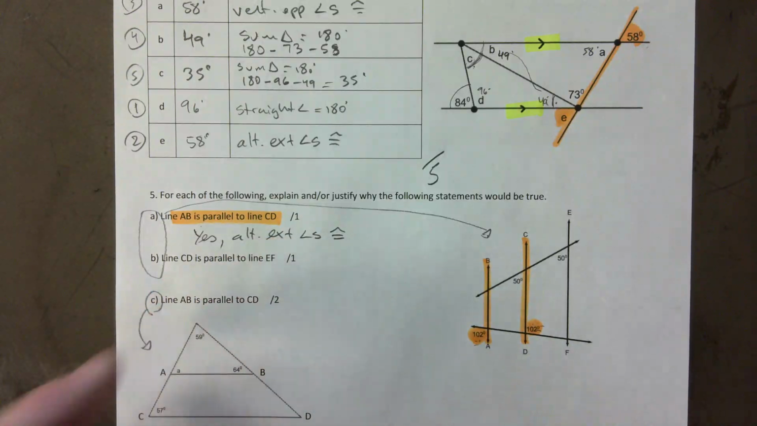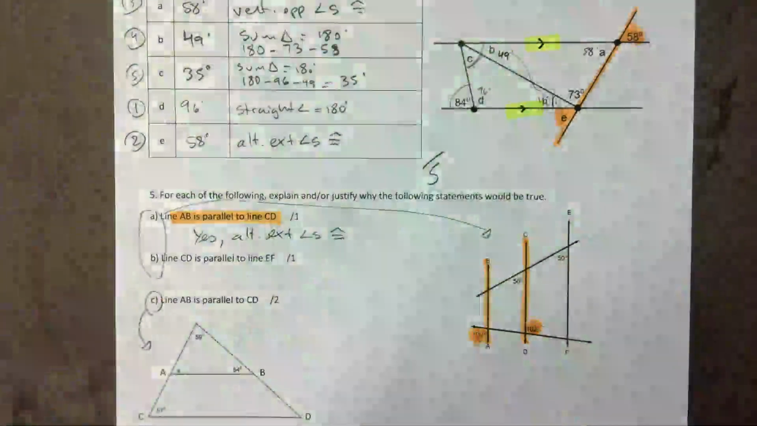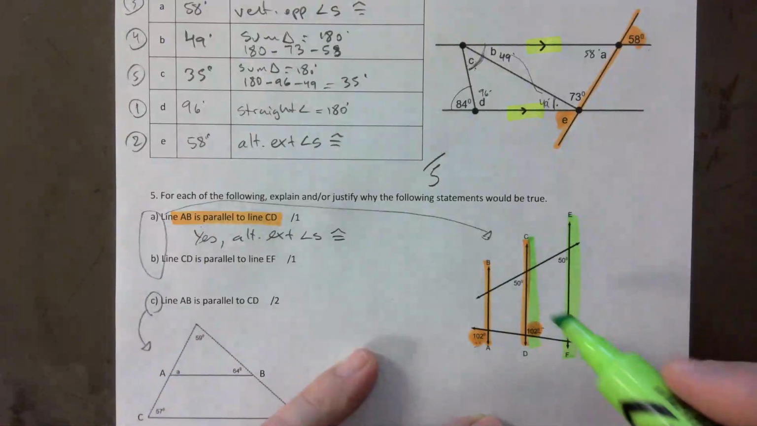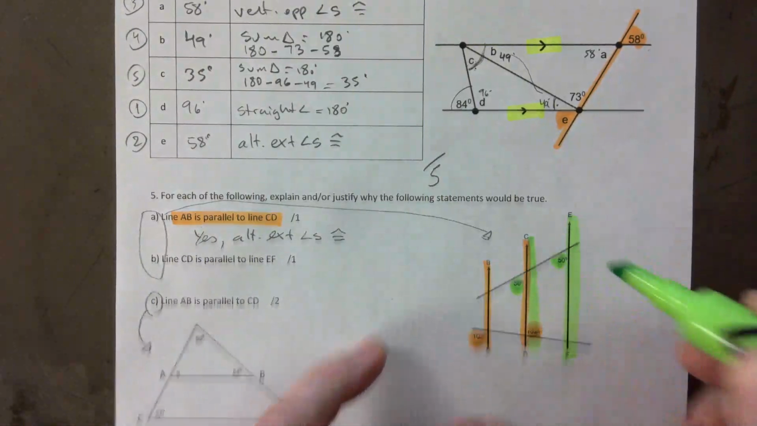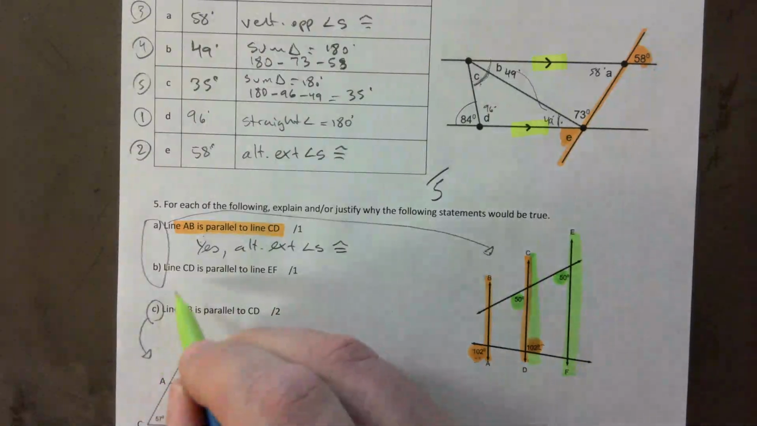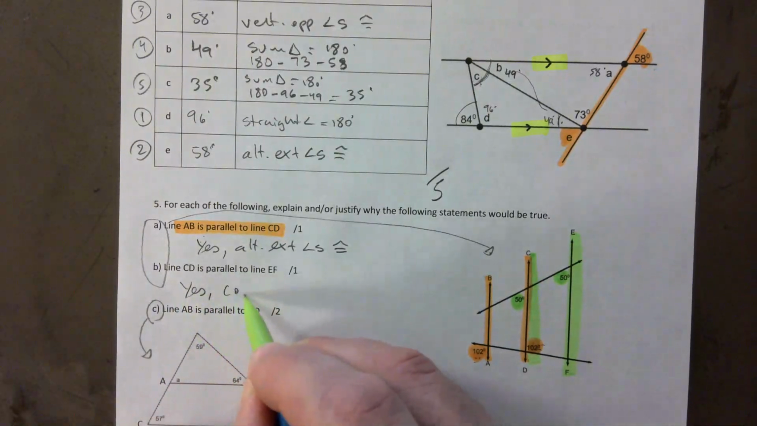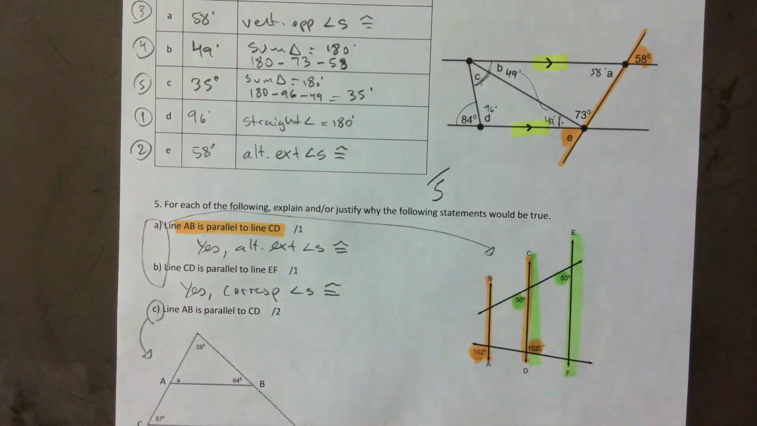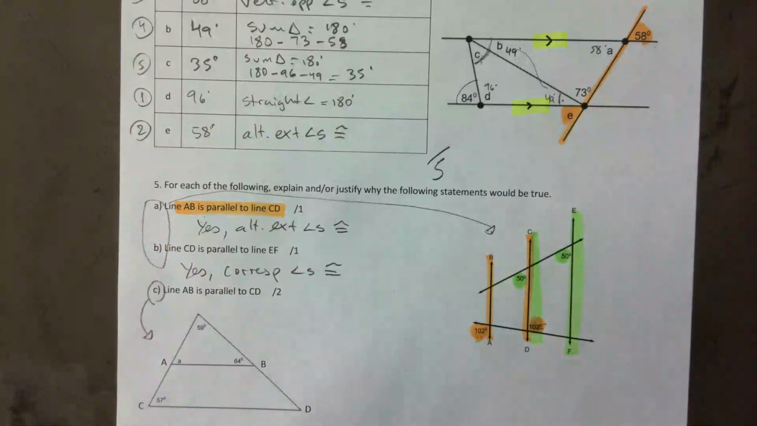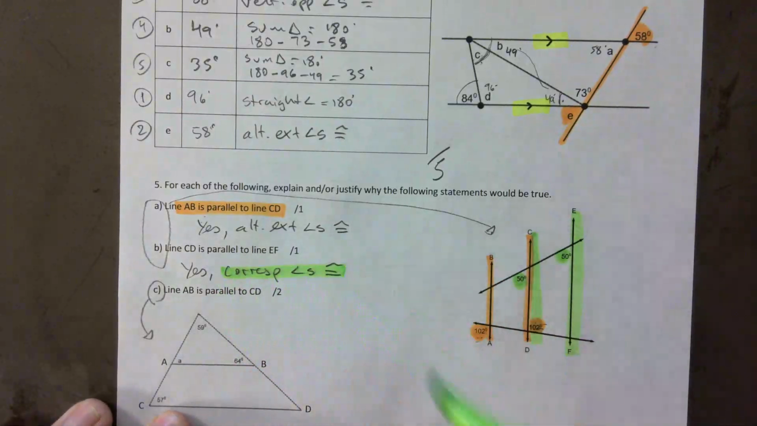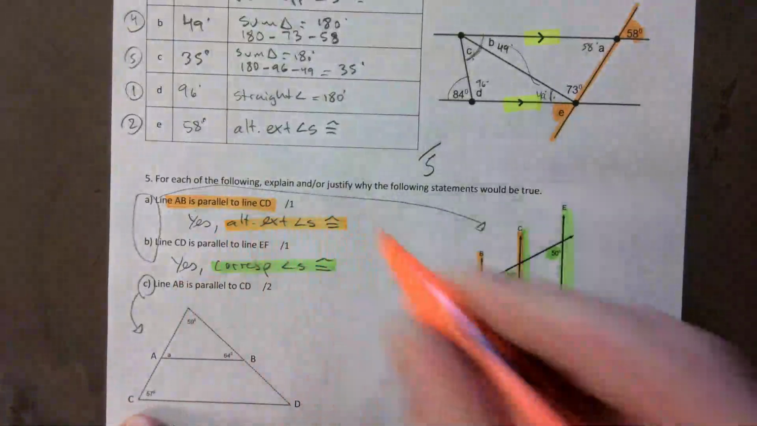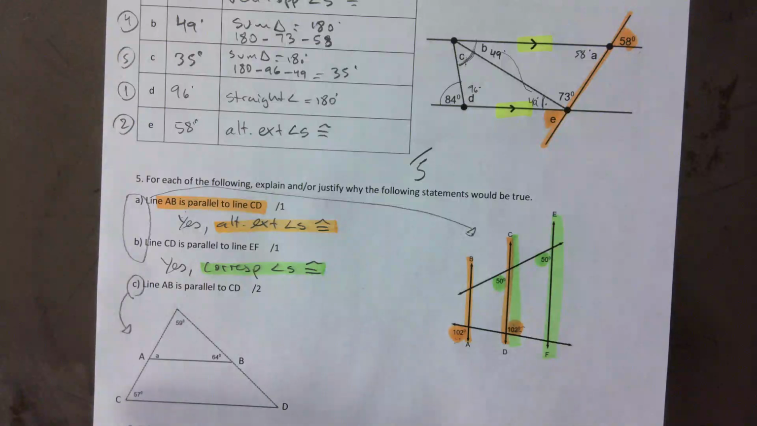Is CD parallel to EF, right? Is this line right here parallel to that one? And again, yes, because corresponding angles are congruent. So yes, corresponding angles are equal. That's why I gave, so I'll maybe just do this here. And I'll do this here. Okay.